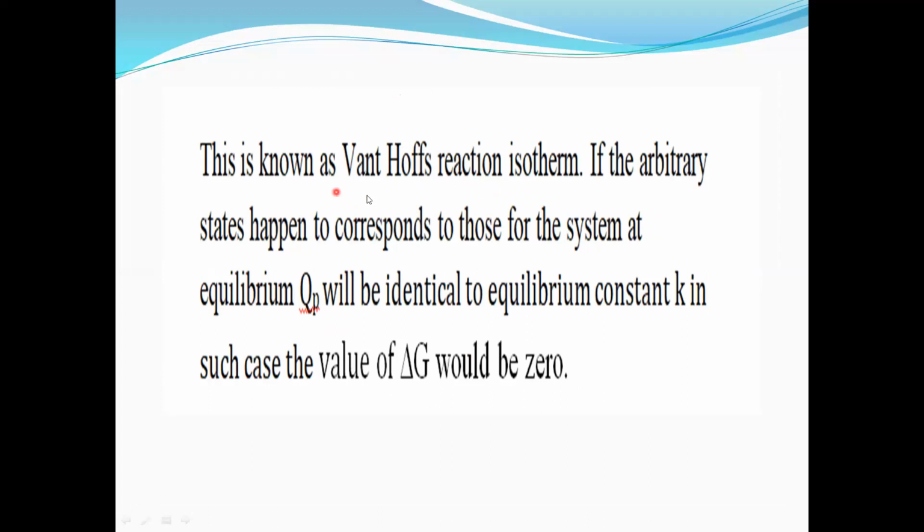If the arbitrary state happens to correspond to that of the system at equilibrium, QP will be identical to the equilibrium constant K. In such a case, the value of delta G would be 0.